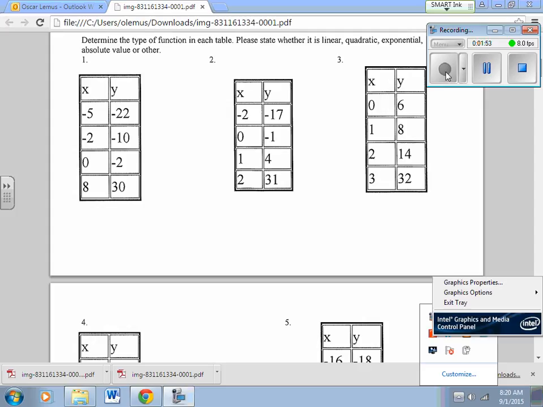Do you guys all have your parent function cheat sheet in your folders? If you don't, can you go ahead and grab your folders real quick? Okay. So first of all, determine if that is a function or not. You guys notice if there are any x's that are the same but the y's are different. Does that happen? No? All right, so yes or no? How many think it's not a function? Okay, one? Okay, how many think it is a function? I got a couple more, so let's double check.